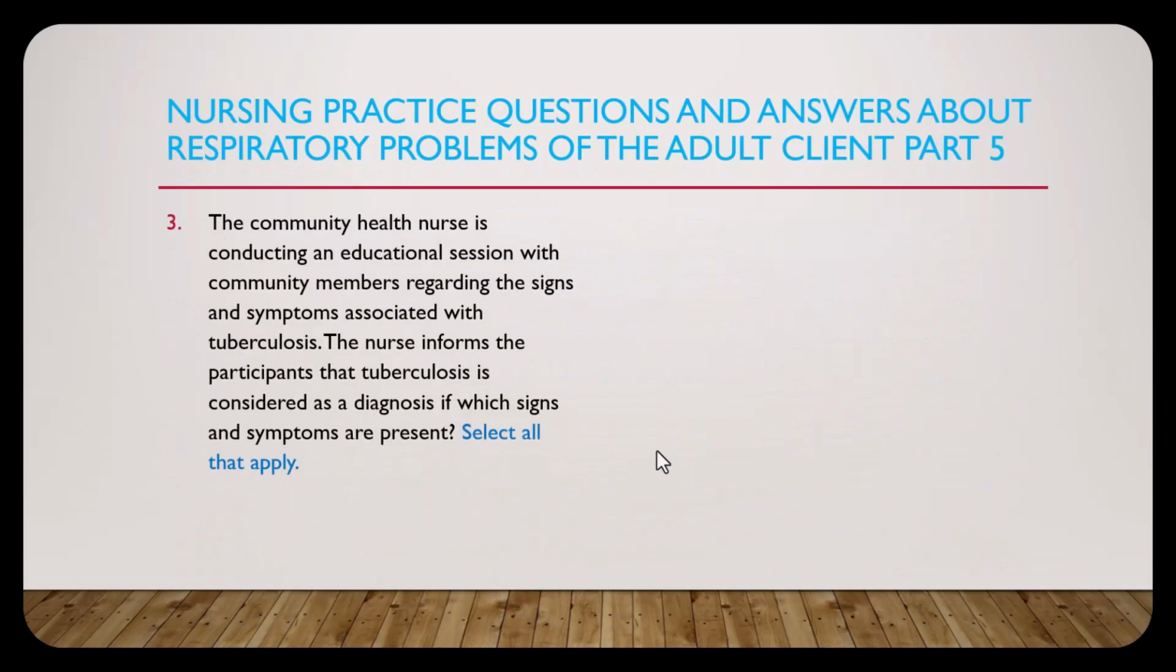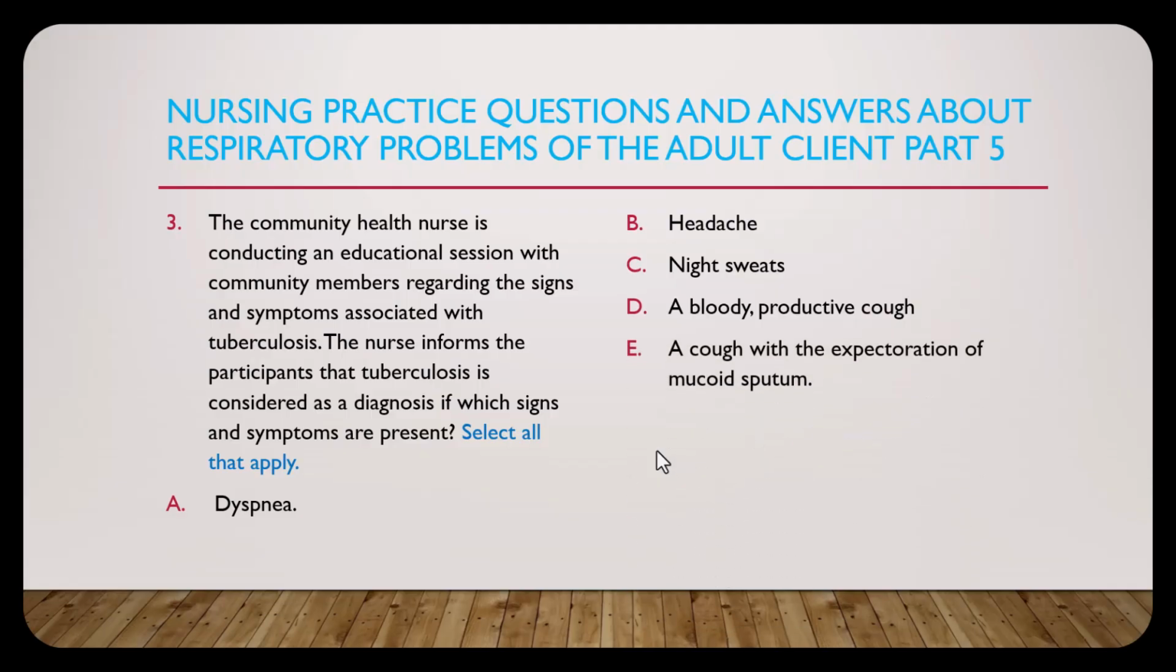The community health nurse is conducting an educational session with community members regarding the signs and symptoms associated with tuberculosis. The nurse informs the participants that tuberculosis is considered as a diagnosis if which signs and symptoms are present. Select all that apply. So these are the options. Option A, dyspnea. Option B, headache. Option C, night sweats. Option D, a bloody productive cough. Option E, a cough with the expectoration of mucoid sputum.